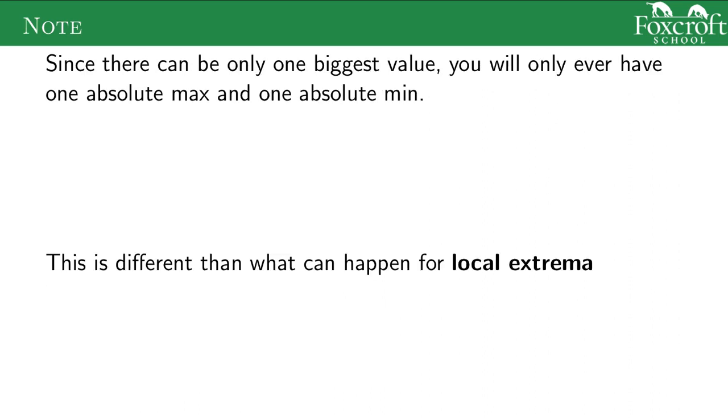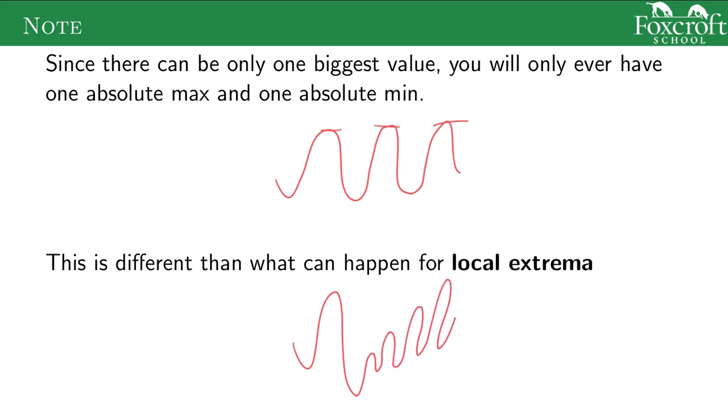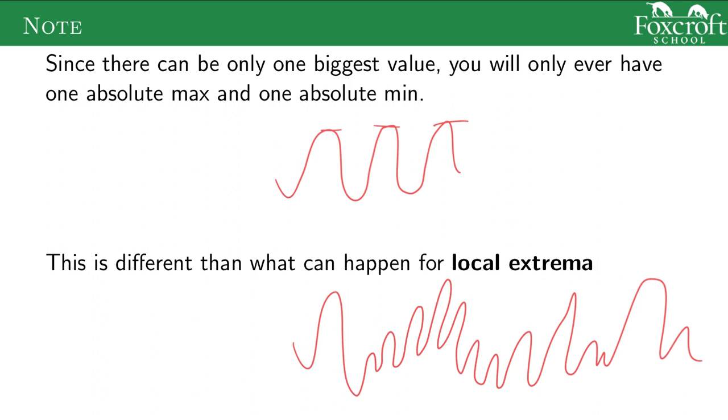There's going to be only one biggest value. You only ever have one absolute max and one absolute min. It might happen in multiple locations. It might look like this. You can see I hit that absolute max 3 times, but there's only one absolute maximum value, whatever that y value is. So it's a little bit different than local extrema. Local extrema, I can have basically an infinite number of them if I just keep going. All of these peaks and valleys are local extrema, but I only have one absolute max and one absolute min. Absolute means just one thing, the absolute biggest.